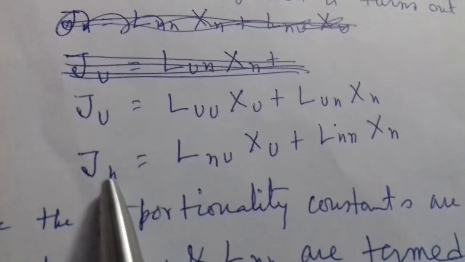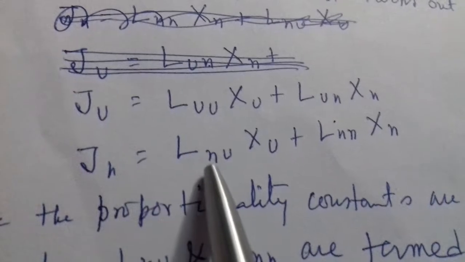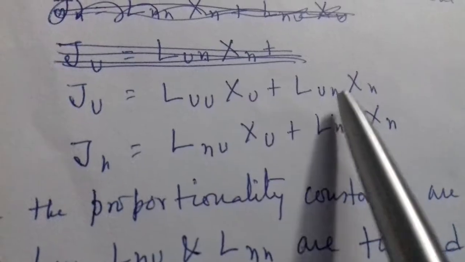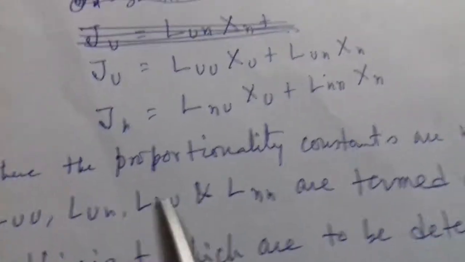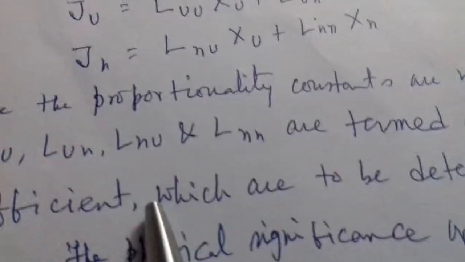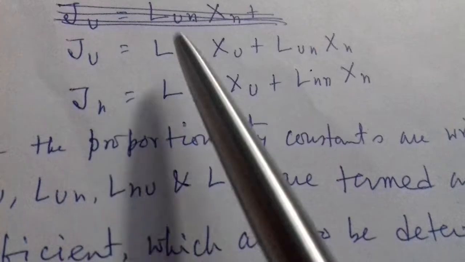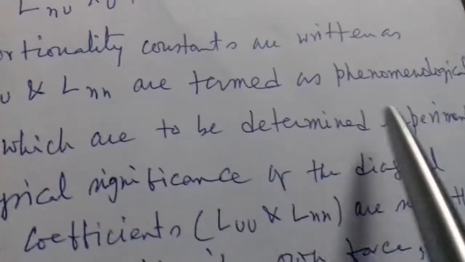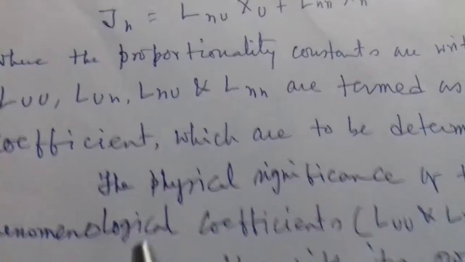Similarly, Jn, the flux of matter, is Lnu into Xu plus Lnn into Xn. So these four quantities are the proportionality constants, and these proportionality constants, written as Luu, Lun, Lnu and Lnn, are termed as phenomenological coefficients. So in non-equilibrium thermodynamics, these proportionality constants have a special name. They are named as phenomenological coefficients. So this term phenomenological coefficient is very important, so you must note it. They need to be determined experimentally.